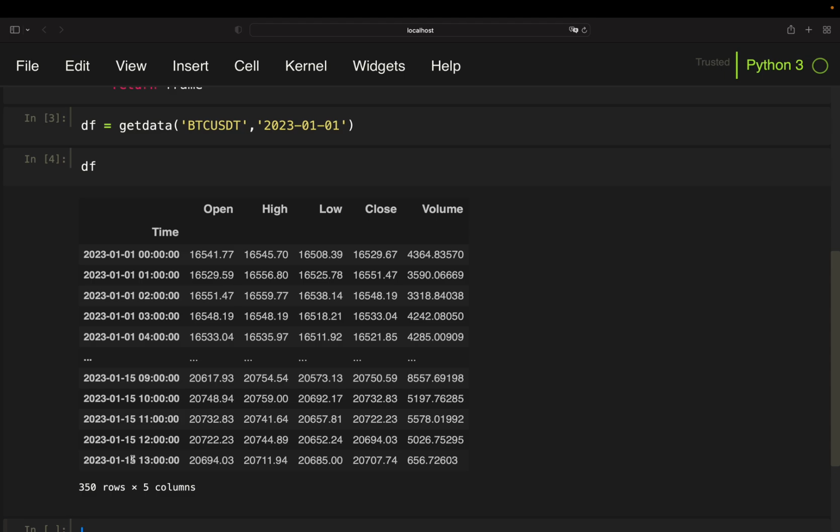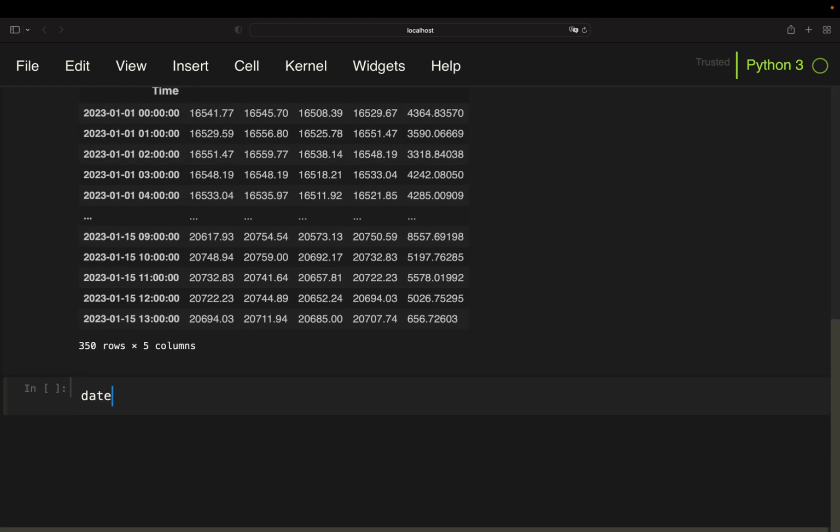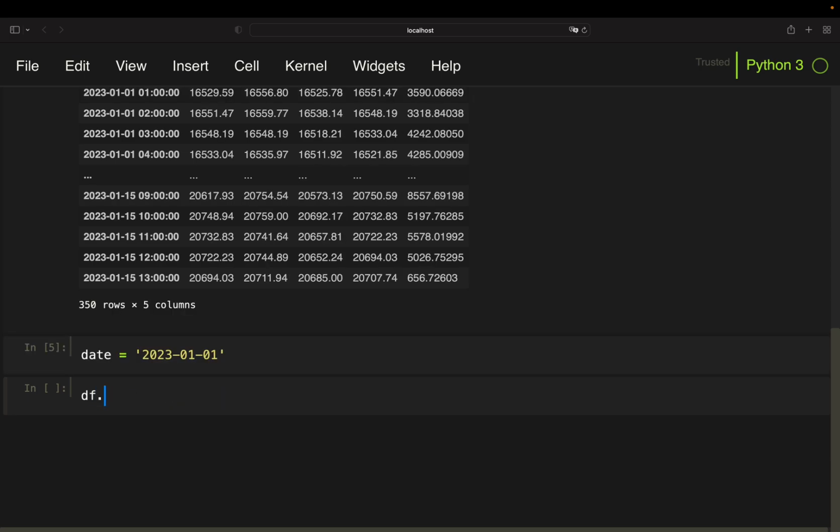Next, I want to pull the first hour candle for a given date. So let's define some date here. For simplicity, let's just take the first January here. And then I'm screening the data frame for all rows from this date on.